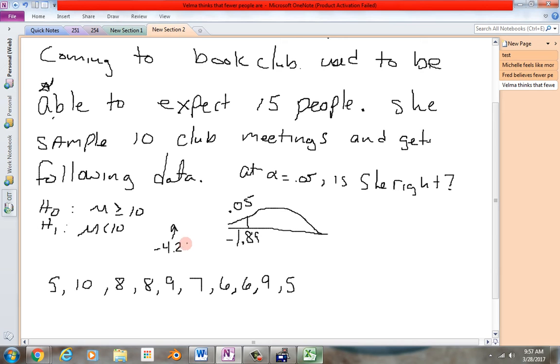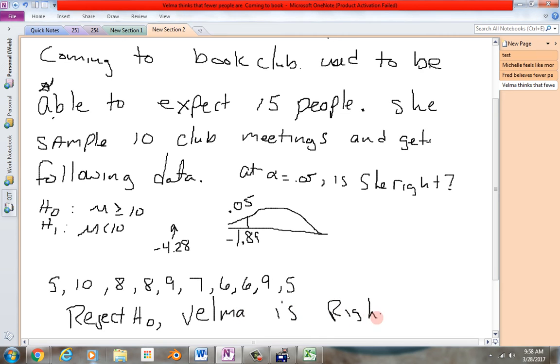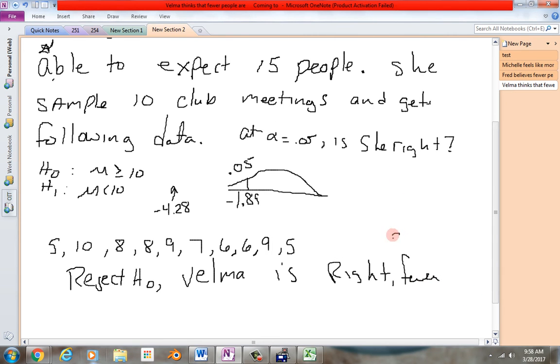That's freakish. Okay, so again, what are we doing here? Rejecting H-naught. And by rejecting H-naught, is Velma right? Yeah, Velma is right. Fewer people are coming. And by the way, when I say fewer, what I mean is what? Significantly fewer people are coming.